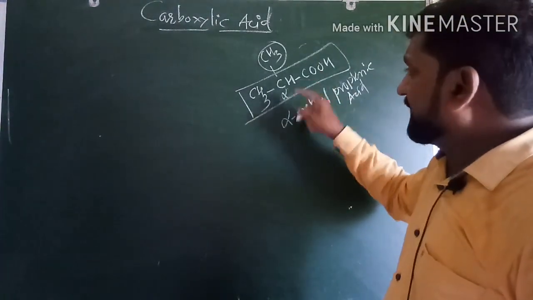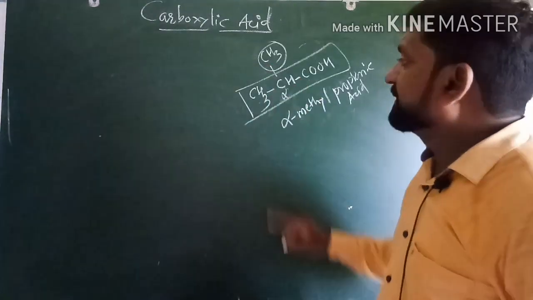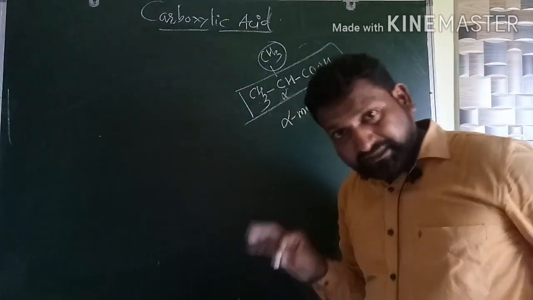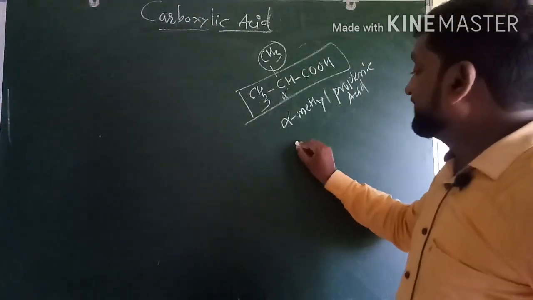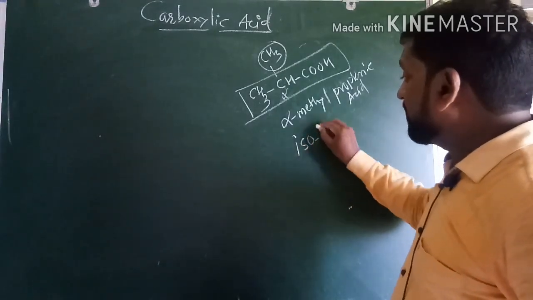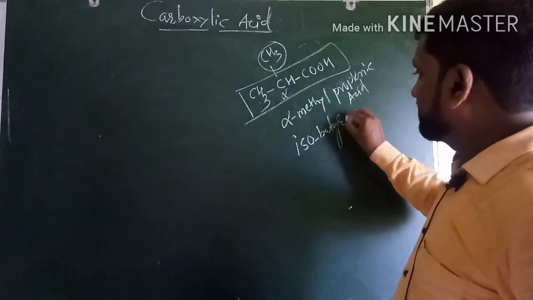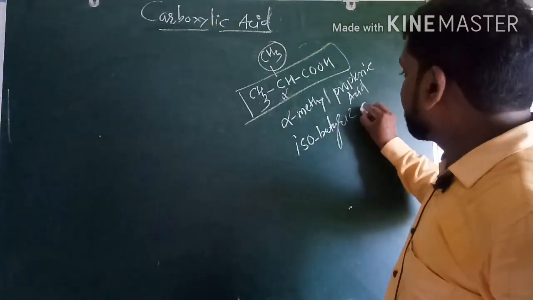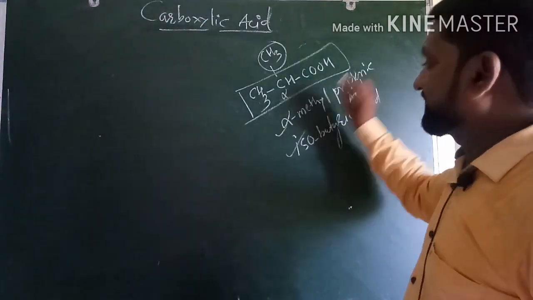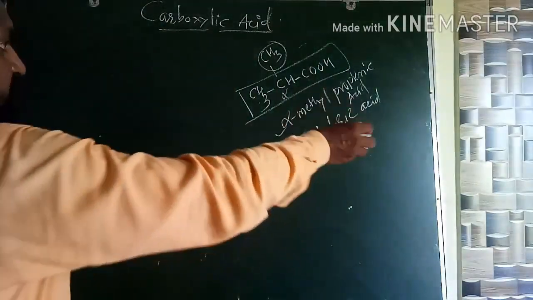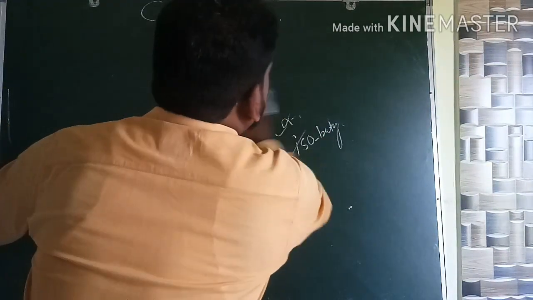Okay, another possible common name. Total number of carbon atoms are 1 2 3 4. It appears in an iso position, right? Therefore it is called isobutyric acid. So both are correct. Okay, so in this way you have to write the common name. So many more acids are there.